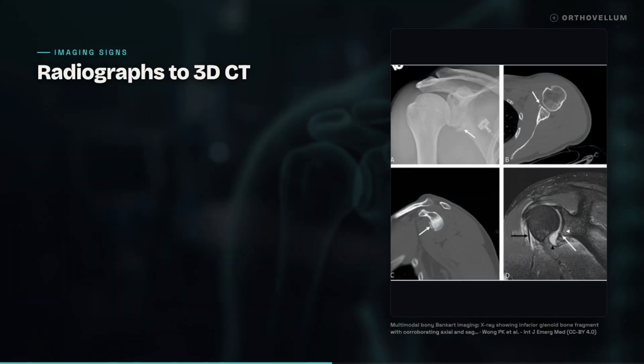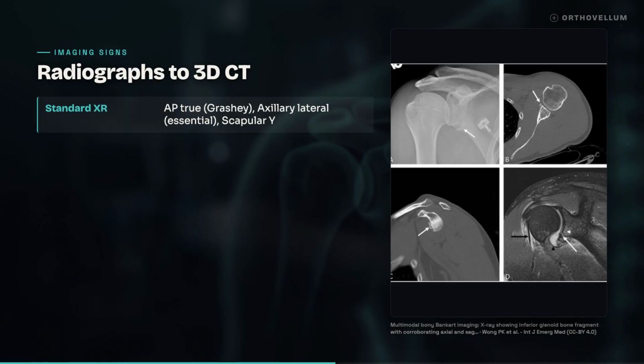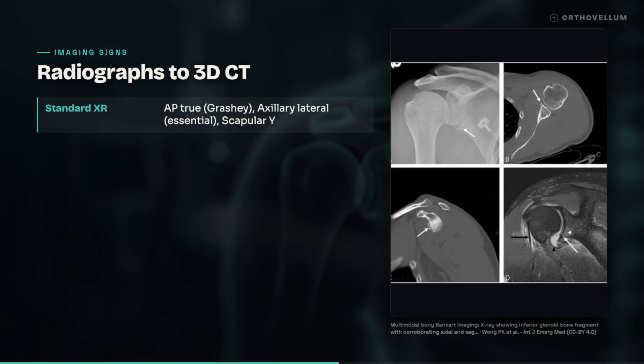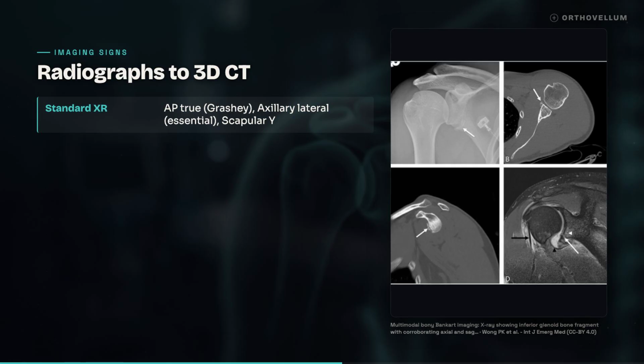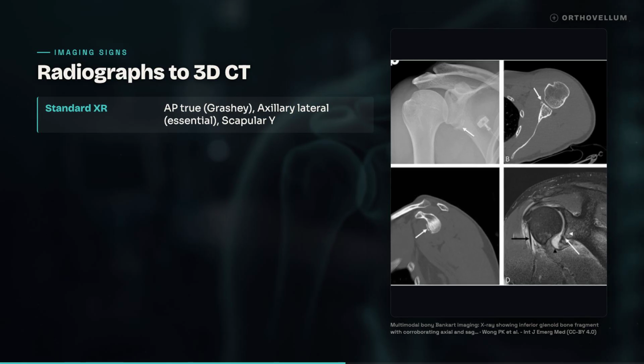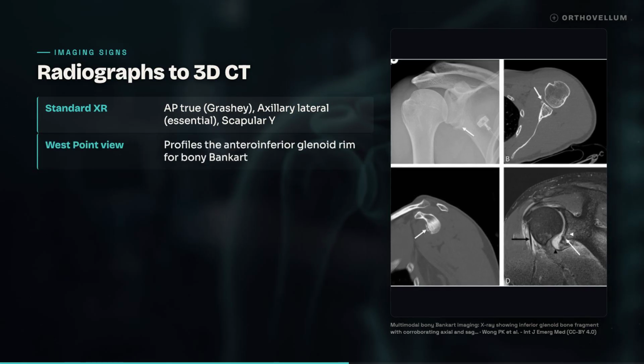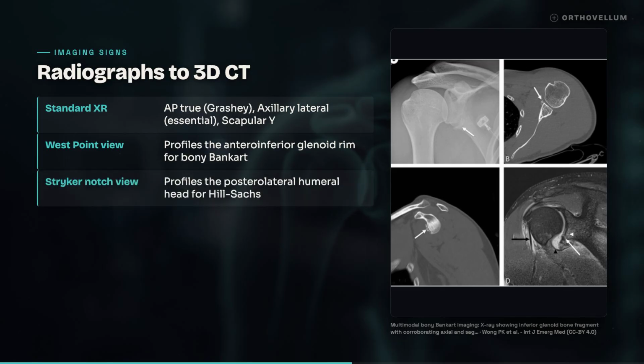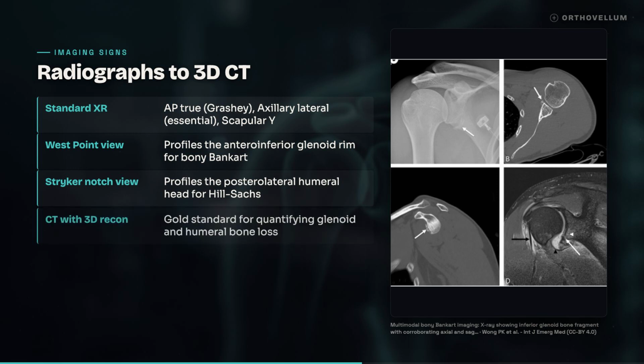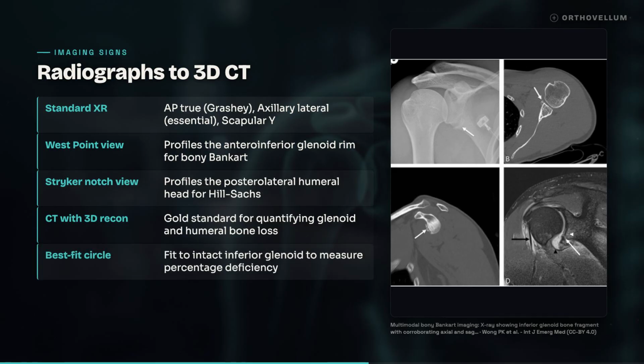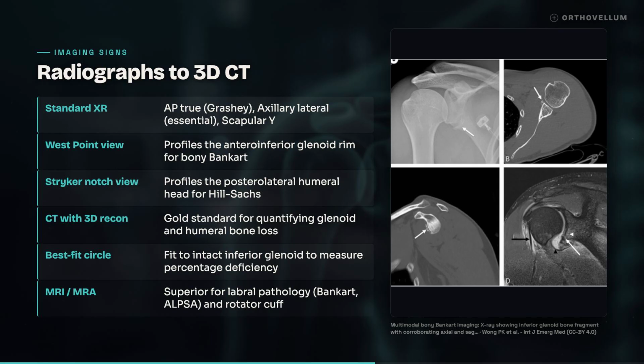Imaging progresses from standard radiographs through to advanced three-dimensional reconstruction. A true AP, axillary lateral and scapular Y form the baseline, with West Point and Stryker notch views used for profiling the bony Bankart and Hill-Sachs lesions respectively. Three-dimensional CT remains the gold standard for quantifying bone loss using a best fit circle, while MRI or MRA is superior for evaluating labral pathology and the rotator cuff.